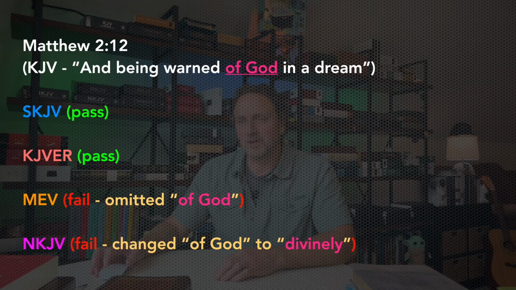Matthew chapter 2, verse 12, "And being warned of God in a dream." SKJV is a pass. KJVER is a pass. The MEV failed because it omitted "of God." It just says, "and being warned in a dream." It could have been from anybody, huh? Could have been from the pizza last night. New King James also failed. It said "divinely warned." So it might have been Thor, I'm just kidding. Some of these, I see that the KJV onlyists, I see their point in these, in some of these.